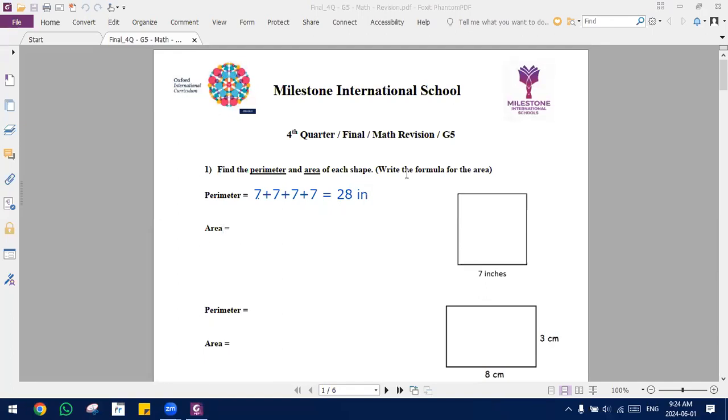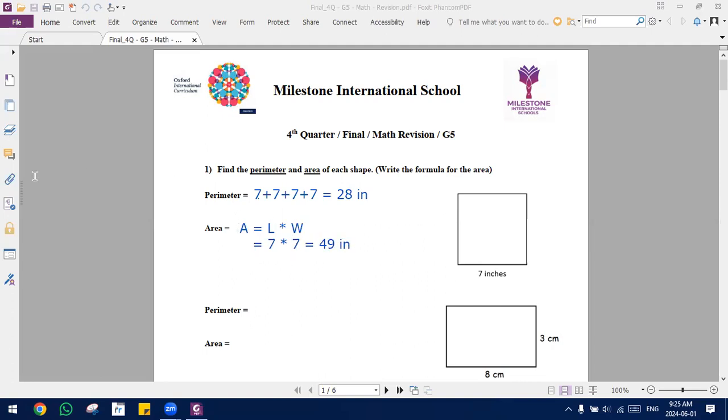Now for the area, it says write the formula and then find the answer. So to find the area of the square or the rectangle, area is equal to length times width. So L times W, which is equal to, since here we have a square, as we said, all sides are equal. So it's 7 times 7. So 7 times 7 equal to 49 inches.